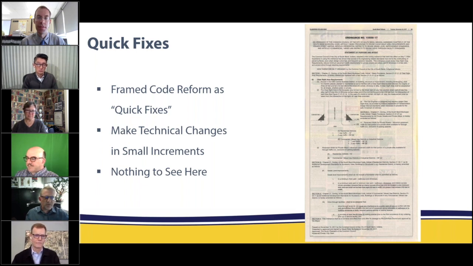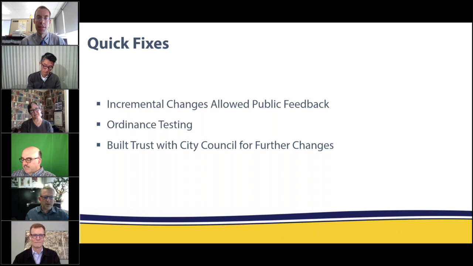So we kept doing this as a way to slowly change our code, as a way also to do incremental changes, which allowed multiple times for public feedback. In fact, we had over 50 public meetings. It allowed us to test our ordinance as we went along. We built a lot of trust with our city council, so that as we made further changes, we could take those changes to get more and better urban outcomes from that. And all the while, we're working on the background document, if you will.